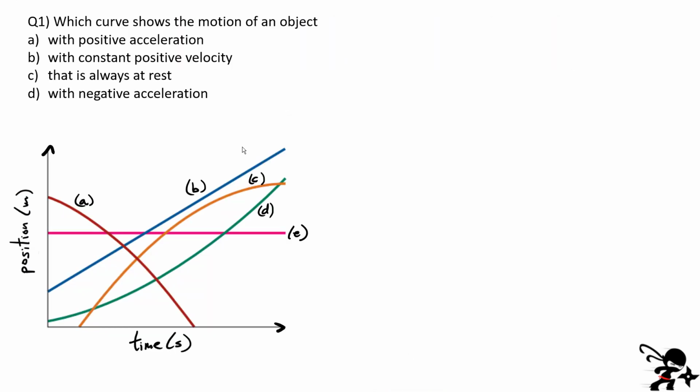Question 1 shows a figure of position versus time, and we're asked several questions. The first part says, which curve shows the motion of an object with constant acceleration? Well, how do you define acceleration for a position versus time graph? This is my definition of acceleration: a change of velocity over a change in time. So we need a velocity final that is bigger than a velocity initial. And again, these are vector quantities.